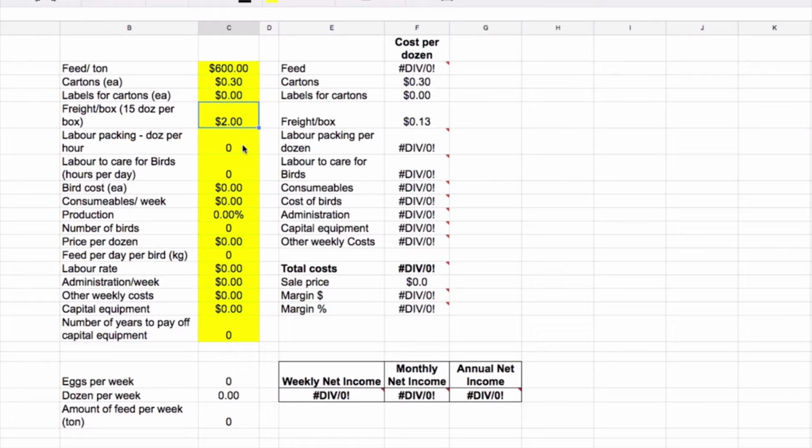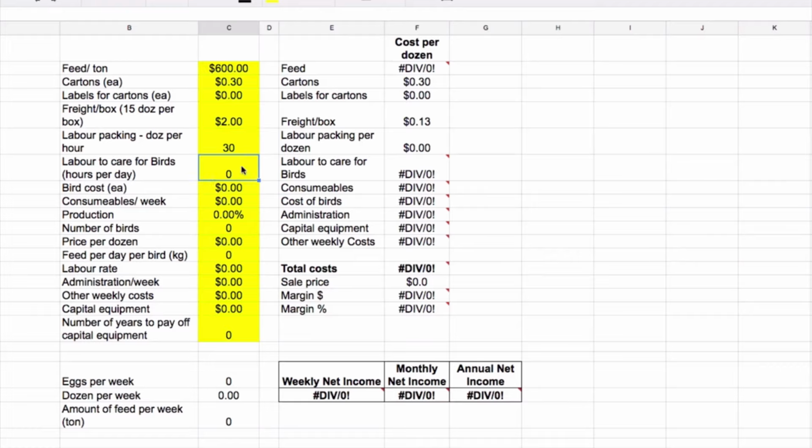Labor, packing dozens per hour. You want to be doing at least 30 dozen an hour. So if we started packing eggs right now, 1 hour from now, we want at least 30 dozen packed. Anything less than that, you want to make your systems a bit more efficient. You could still be profitable, but not as profitable.